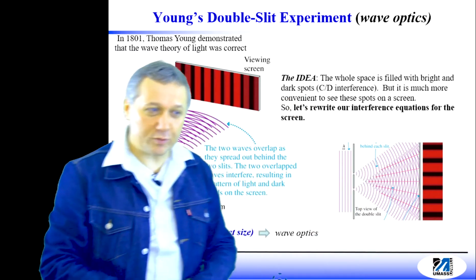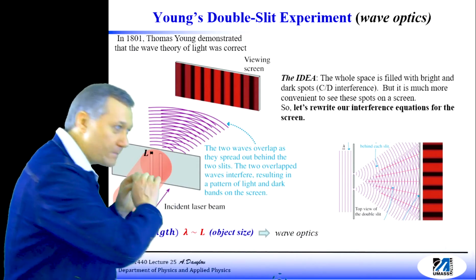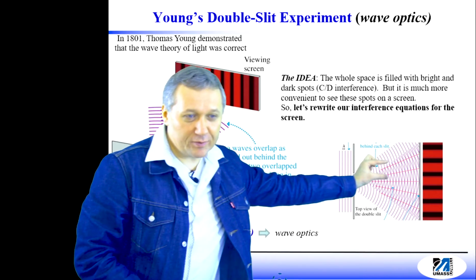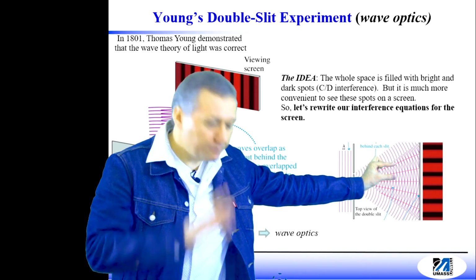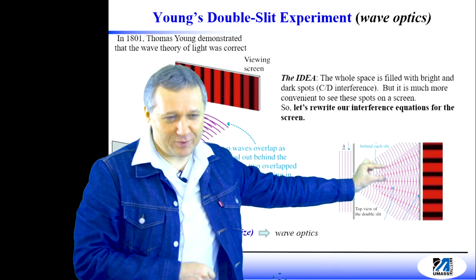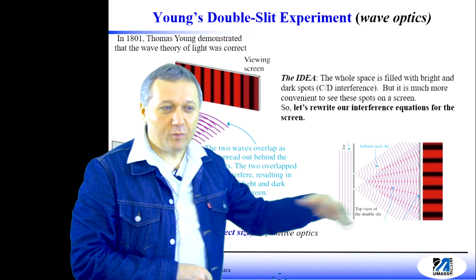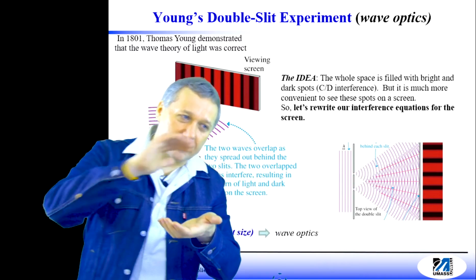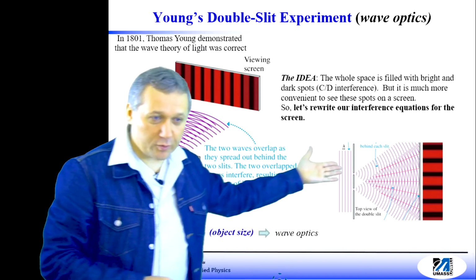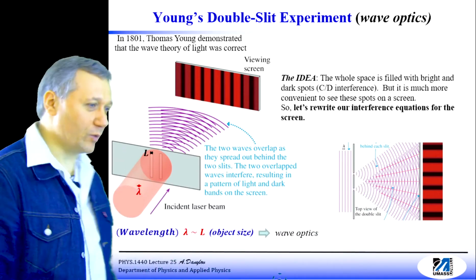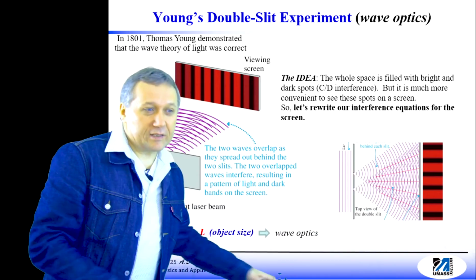As a result, you're going to see another line of bright spots. And of course, between these two red lines, you're going to see in the middle what? Overlapping of troughs and crests, right? So you're going to see dark spots, right? Just to explain this picture once more, from a slightly different point of view.